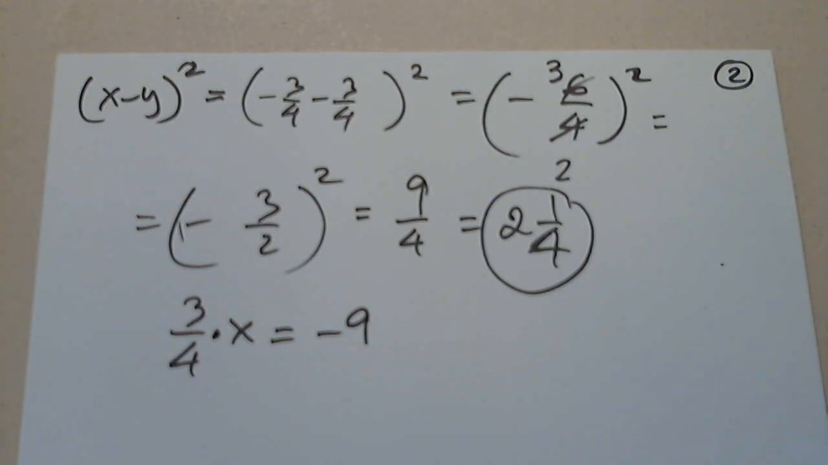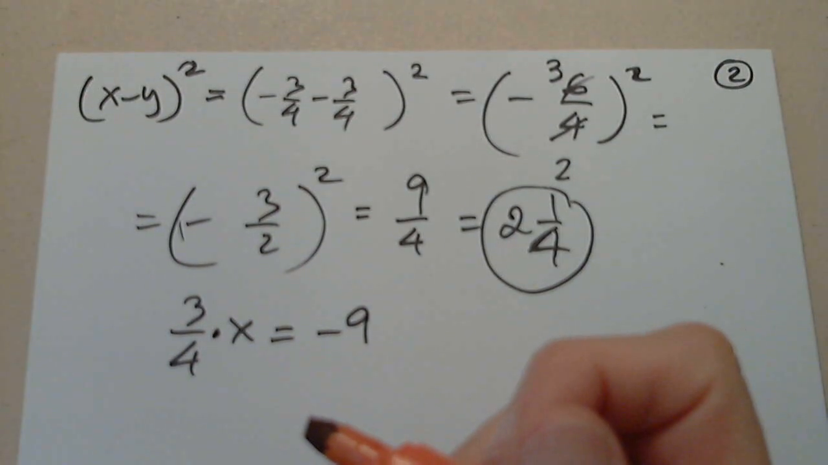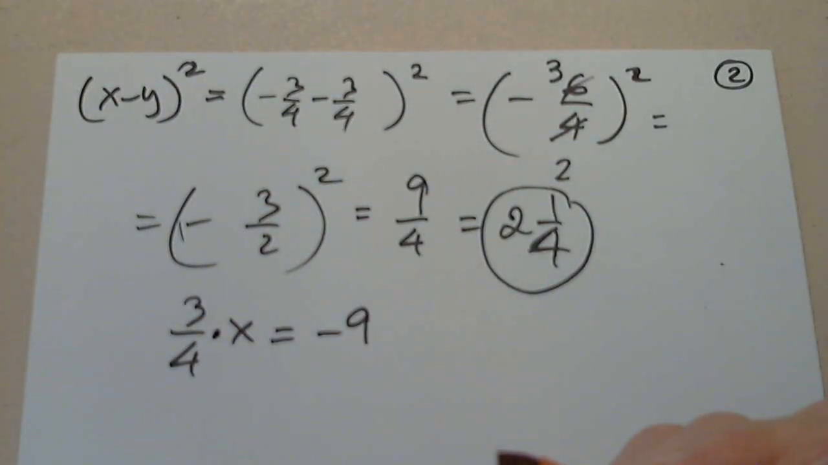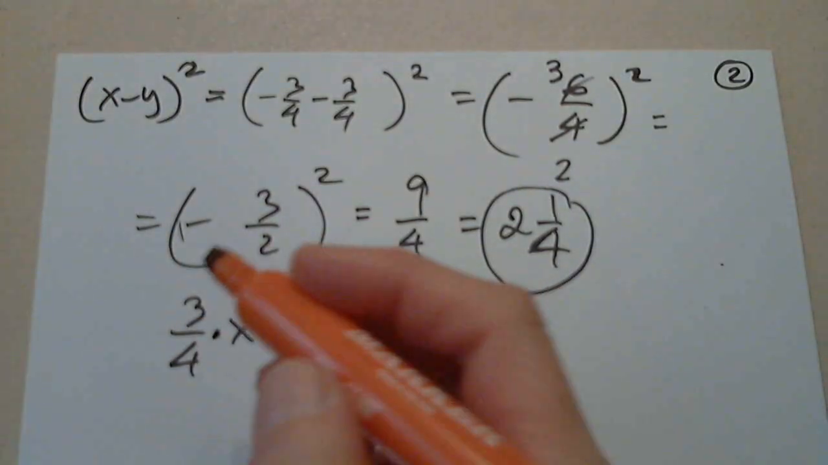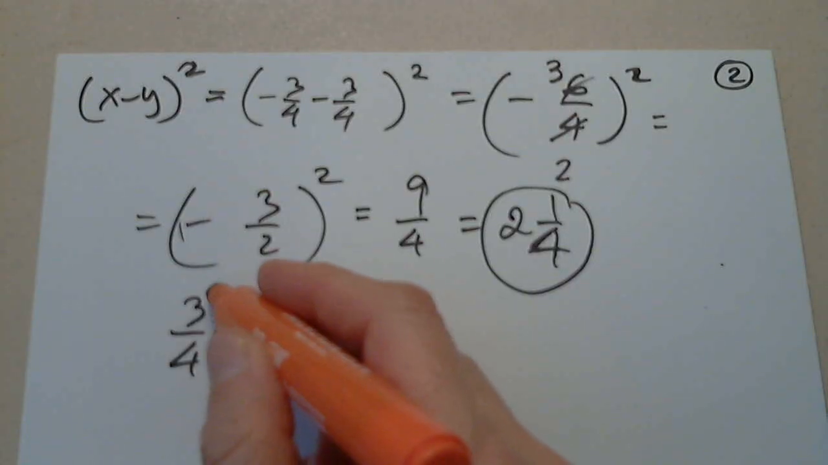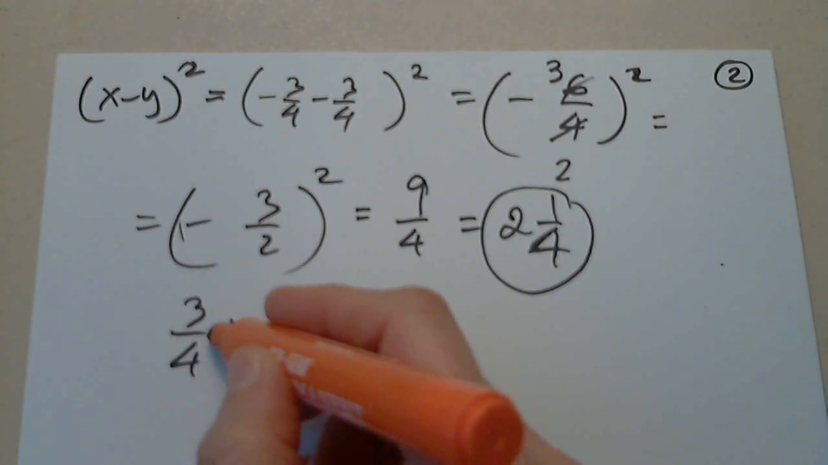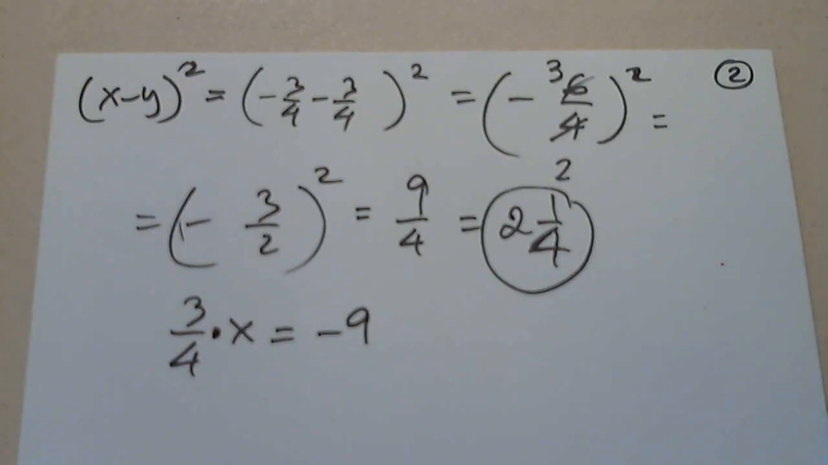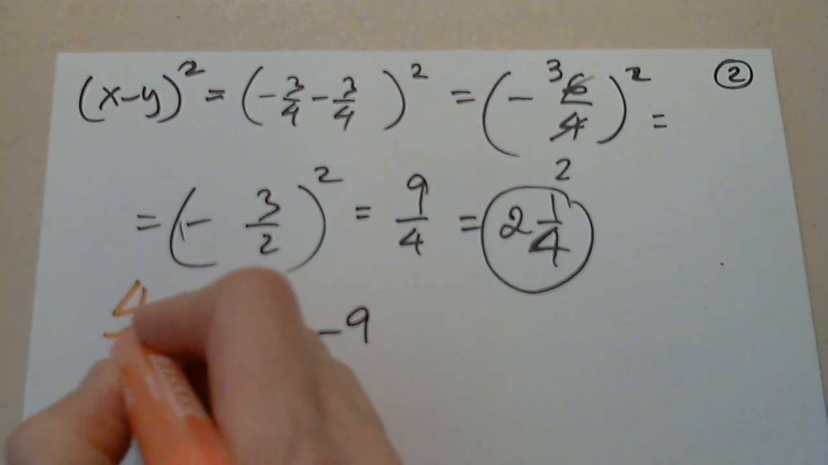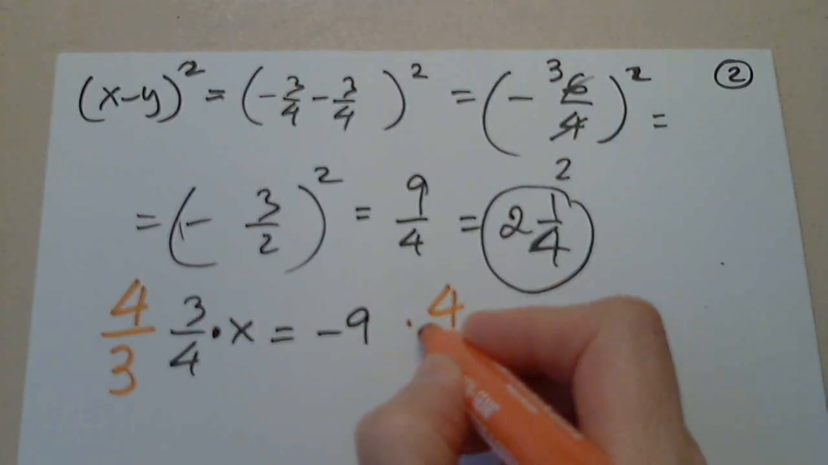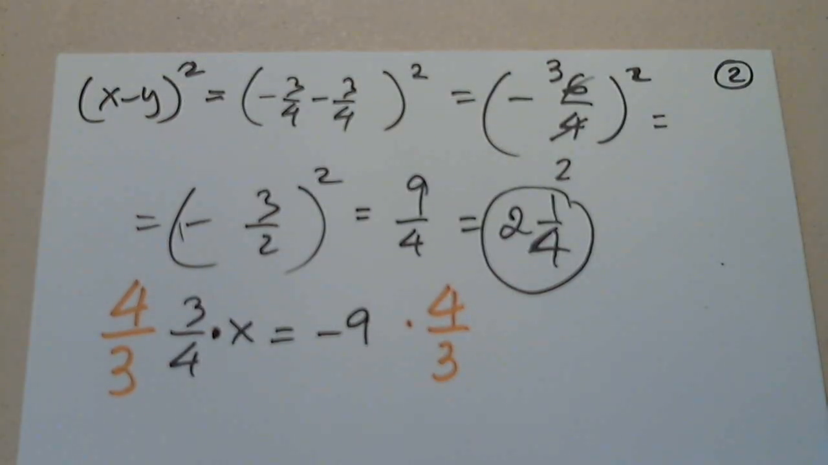Would you put x and 9/1? There is no need because it's multiplication. I want to eliminate this fraction. What did we say last time? How do we eliminate a fraction like this when it's multiplied? Do you use the inverse? The multiplicative inverse. Indeed. I have to multiply both sides by 4/3.